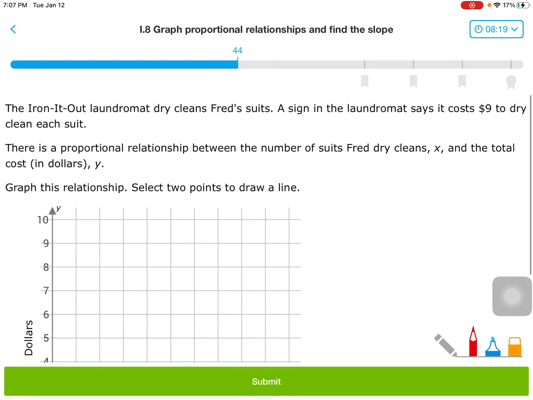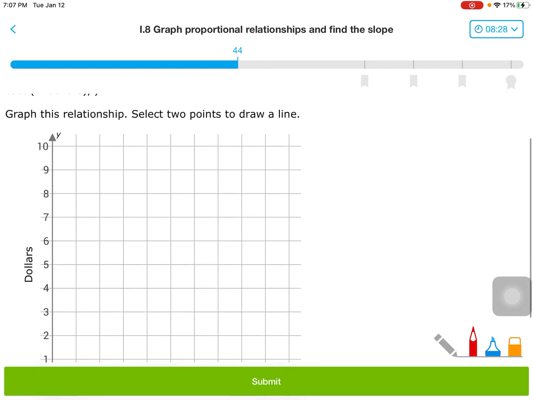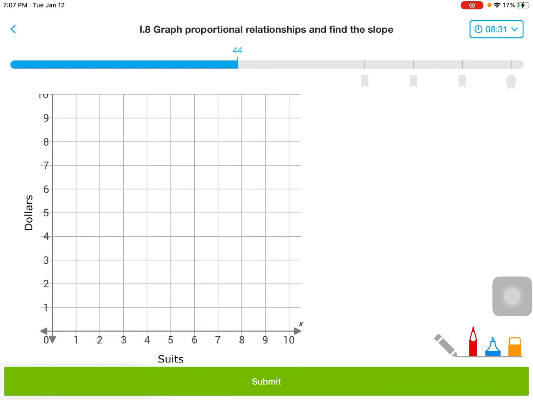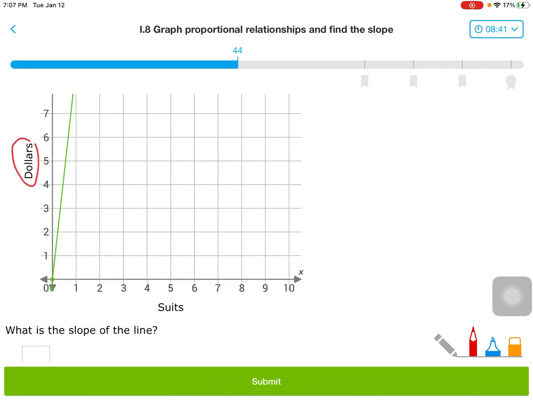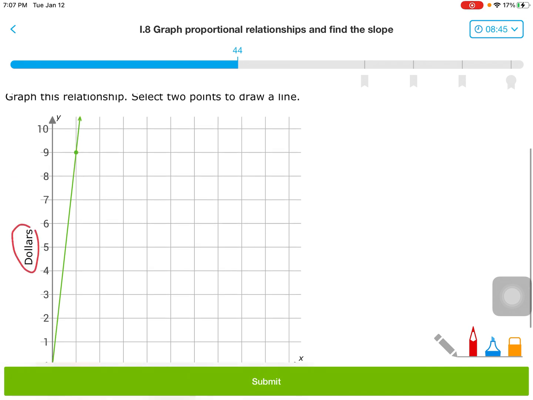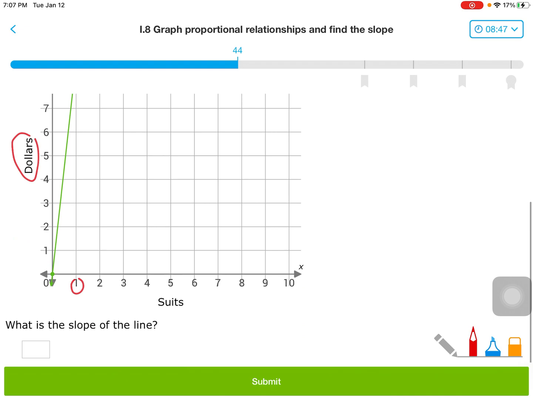All right. So the Iron It Out laundromat dry cleans Fred's suits. The sign in the laundromat says it costs $9 to dry clean each suit. So $9. Dollars are over here. $9 for 1 suit. If I have 0 suits, I'm not paying anything. To go from over here to the 1, how many do I go up? That slope is going to be 9.